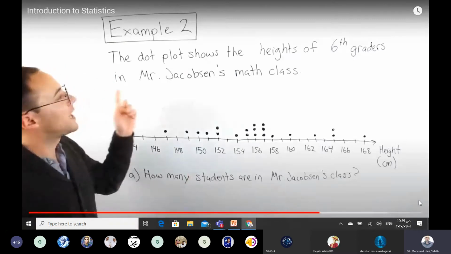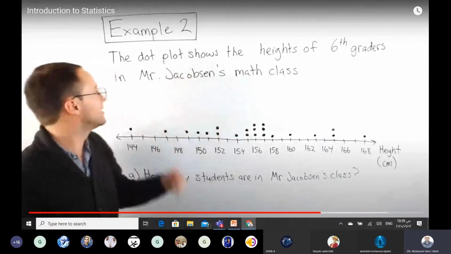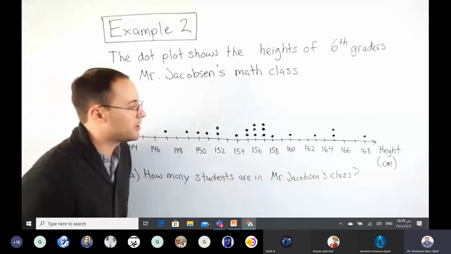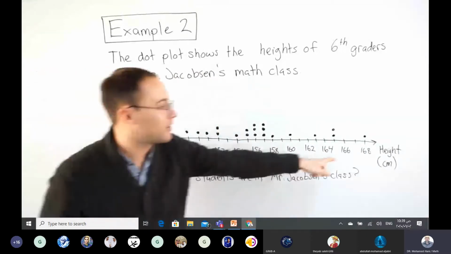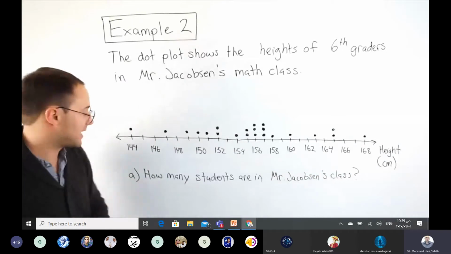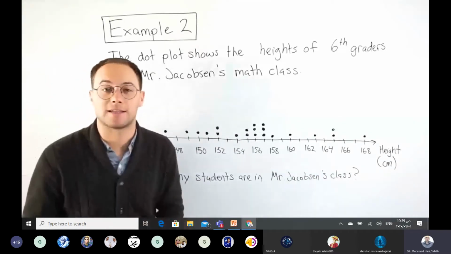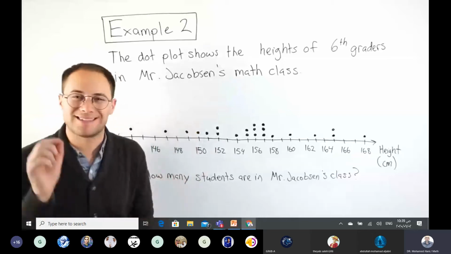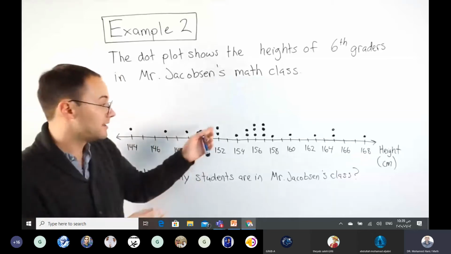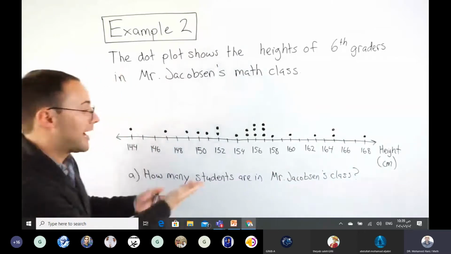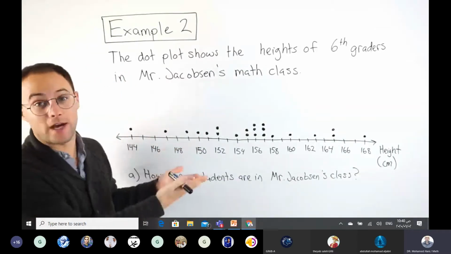All right, example two. The dot plot shows the heights of sixth graders in my math class. So here is the dot plot. You can see these are all heights in centimeters, not inches. And part A says, how many students are in my class? Well, if you remember, all of these dots represent a data value. So in this case, these dots represent one student's height. So to figure out how many students, I just count the dots.